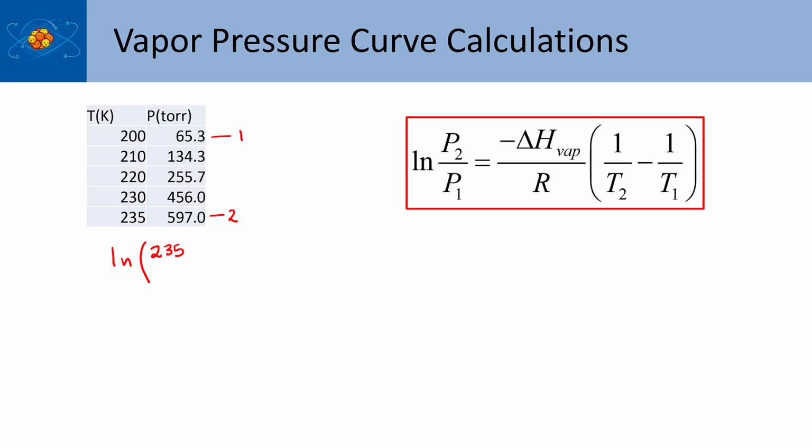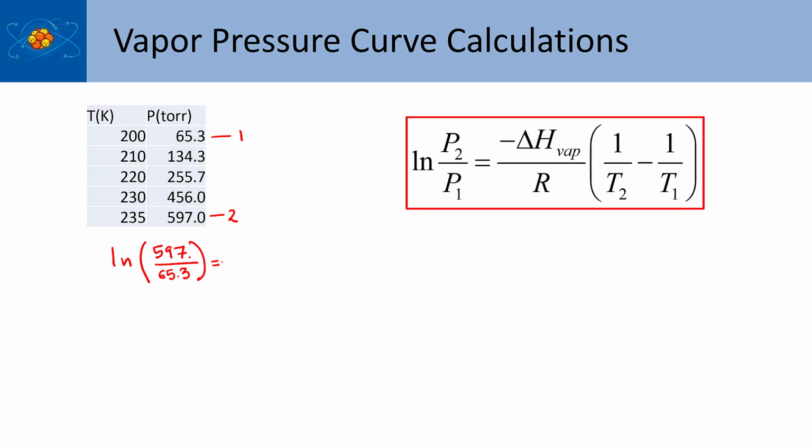235, sorry, 235, 597. If this is not already in Kelvin, this is a thought that I was thinking, you need to convert that for this calculation over here. So 597 divided by 65.3.